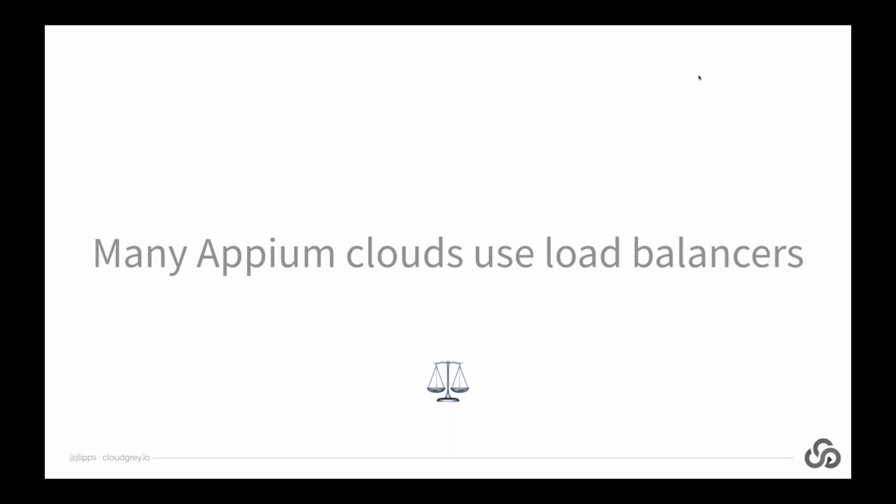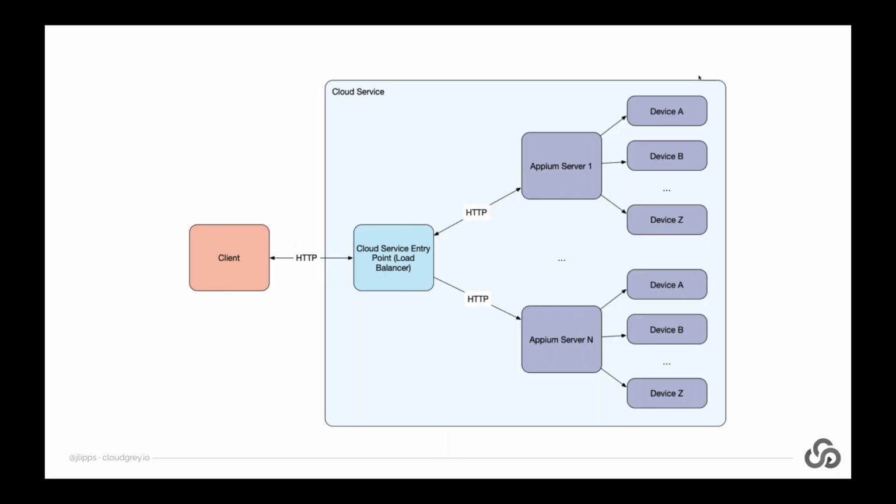This can be an issue because many Appium clouds use load balancers to make life easier for the users of that service. In other words, what we can find is an architecture like this, where you're the user of this cloud service writing a test and you're using an Appium client, which is local to you. And then as the location of the Appium server that you encode in your scripts, you're given some kind of cloud service entry point. And this is often a load balancer.